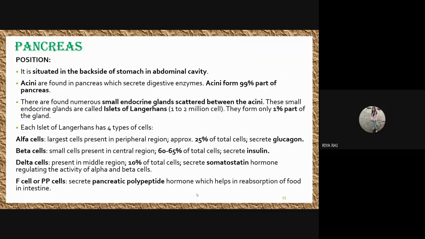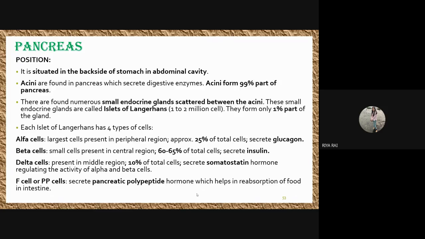Next is the pancreas. Pancreas actually comes in both categories, that is exocrine as well as endocrine, and it is situated at the backside of the stomach in the abdominal cavity. The exocrine nature comes from the acini. Acini actually form 99% of the pancreas, and it is responsible for the secretion of the digestive enzyme. Acini are the cells which are round and clustered, and usually they are epithelial in nature. Just as we have seen, like berry, and this acini looks same like that.